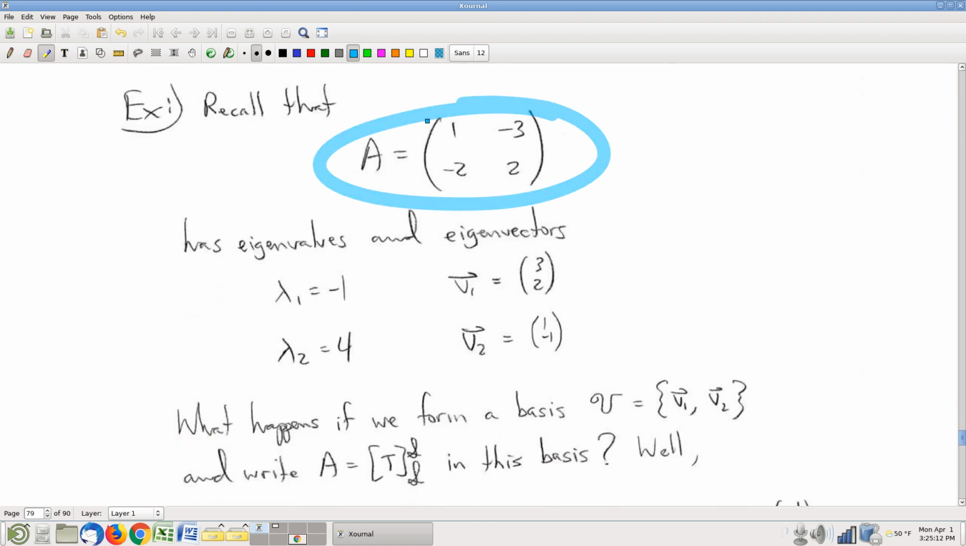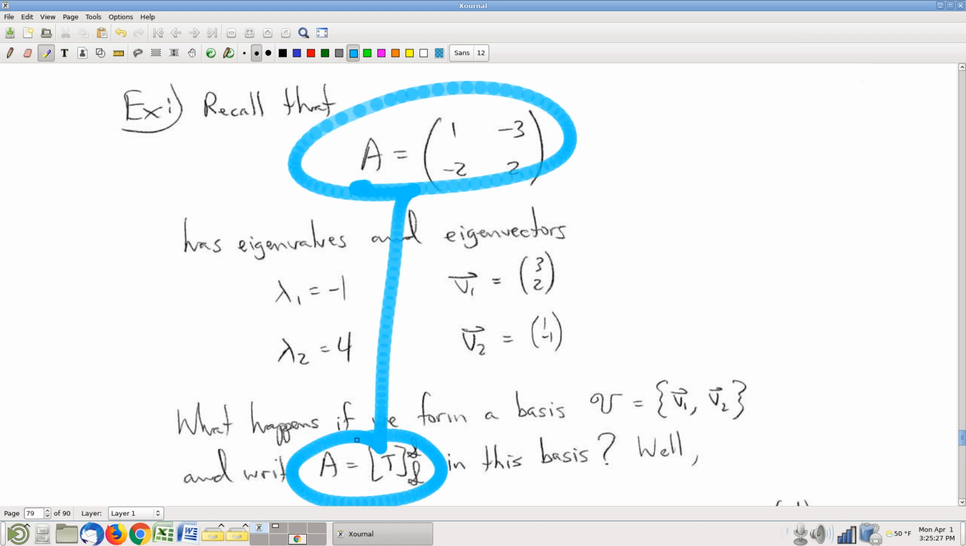Here's a matrix. Y'all will recognize that matrix. We've already played with this significantly. We already know the eigenvectors and the eigenvalues. Here they are. There's the eigenvalues. There's the eigenvectors. Okay. So let's take that matrix. Keep in mind this matrix represents some linear transformation. That linear transformation is what we're really interested in.